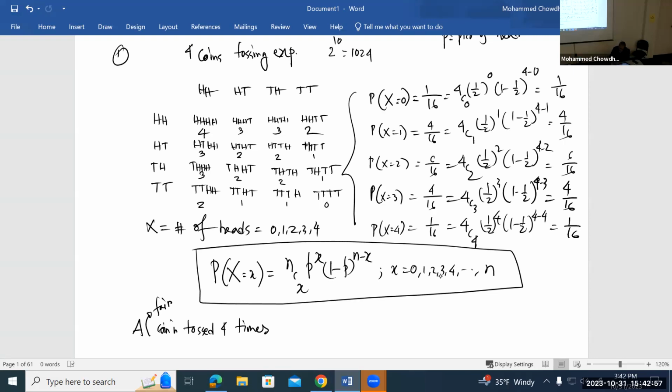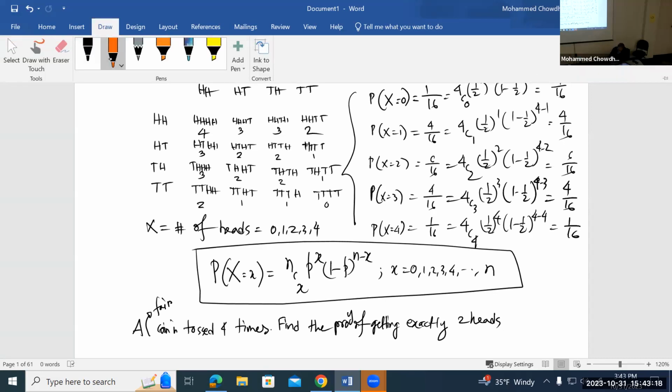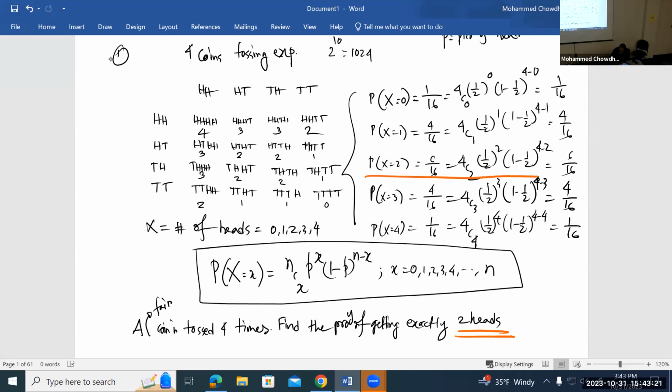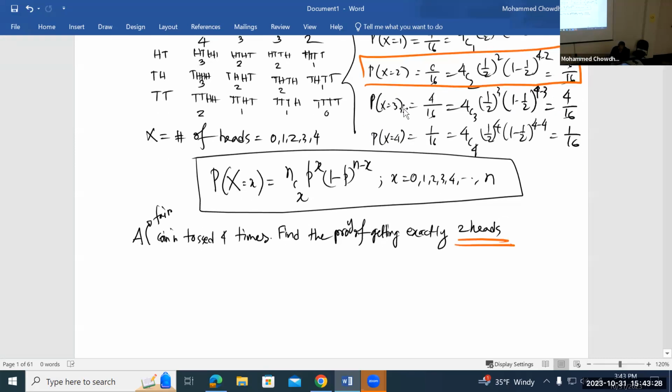A fair coin is tossed 4 times. Find the probability of getting exactly 2 heads. Okay, exactly 2 heads. Exactly 2 heads, that means this. Clear? Now I want to do exactly 2 heads.